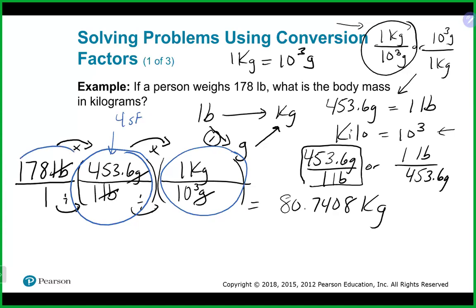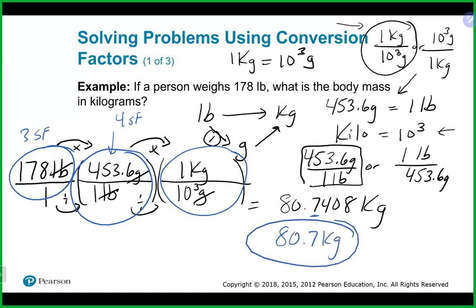I should also look at the original number, which has 3 significant figures. Because this is dimensional analysis, the only type of math I'm doing is multiplying and dividing, which means my answer should end up where? How many significant figures? Should end up at 3. That would take me here. So like an 80.7 kilograms, yeah? Would end me at 3 significant figures based off of that original number.